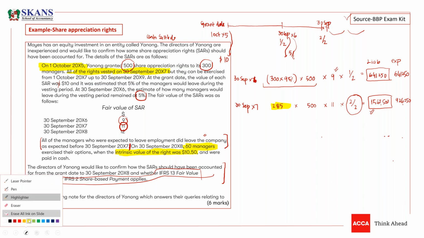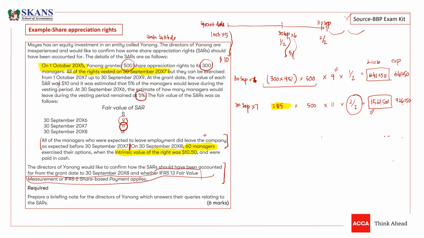Now, guys, this year is going to be an important year. So listen carefully. What we are going to do on 30th September 20X8: out of 285, if 60 have exercised their rights, so it means 60 have exercised their rights.